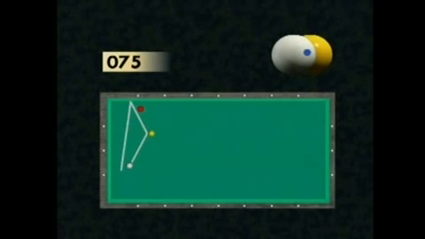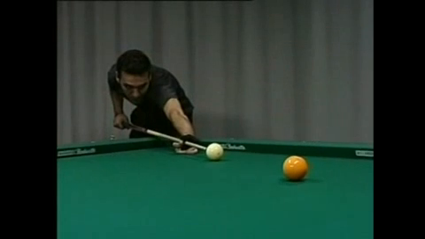We also call reverse shots those shots which, thanks to a counter-English, make it possible to obtain the desired English on the second cushion. Here is an example making it possible to resolve a pretty tricky situation.